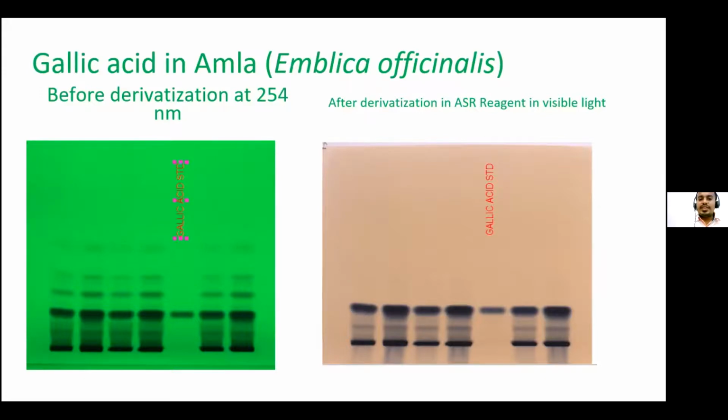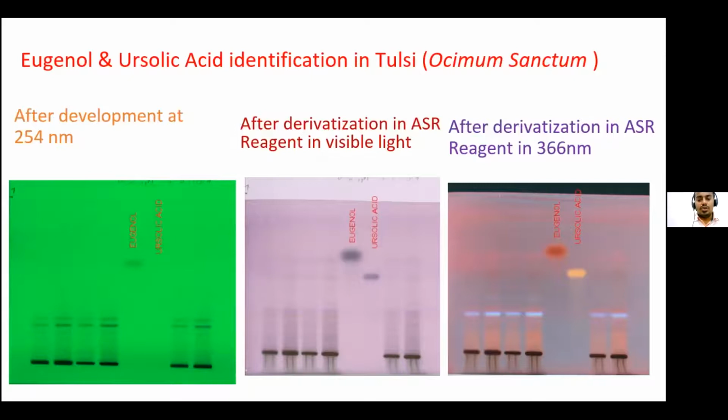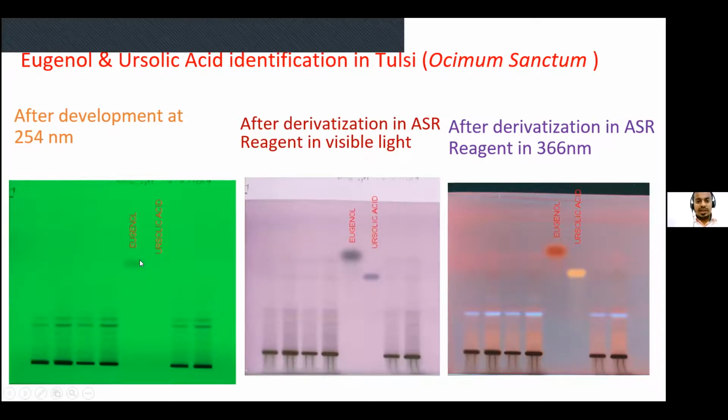Eugenol and ursolic acid identification in tulsi. So here you can see in the first image, the eugenol marker can be seen and identified, but ursolic acid is not detected. This type of component requires derivatization. So I have derivatized the plate with ASR, anisaldehyde sulfuric acid reagent, and I have observed the plate in white light and fluorescence light. After derivatization, you can see the particular band is showing.